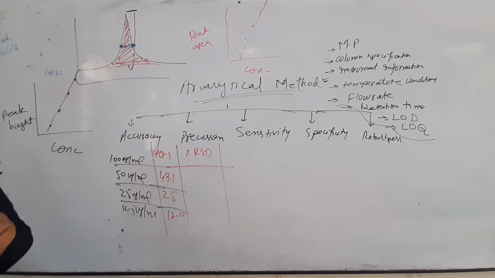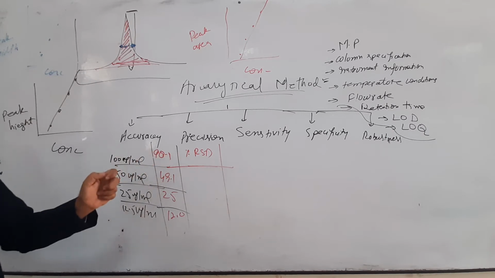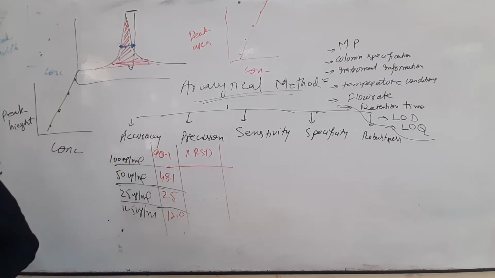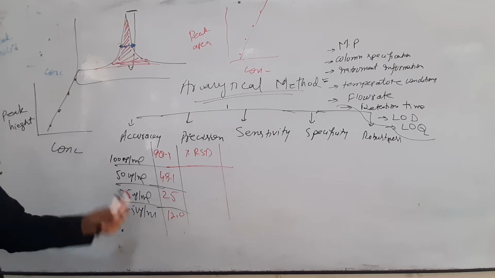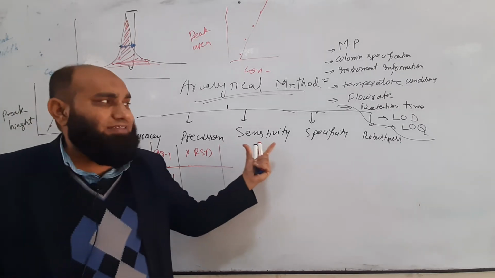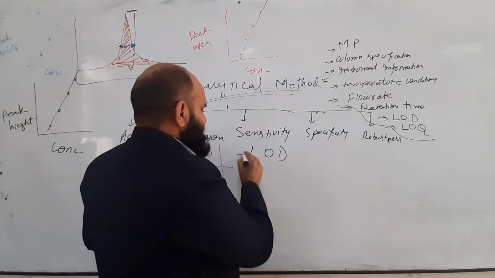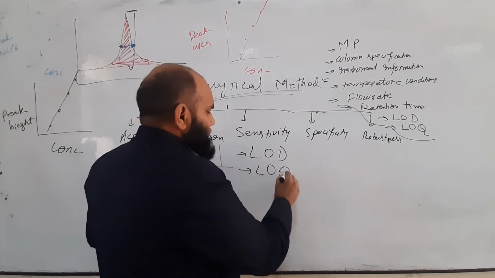And the same in the case of precision; we will check how precise the method is. And then we will check how sensitive the method is. There we will calculate the LOD, limit of detection, and LOQ, limit of quantification.